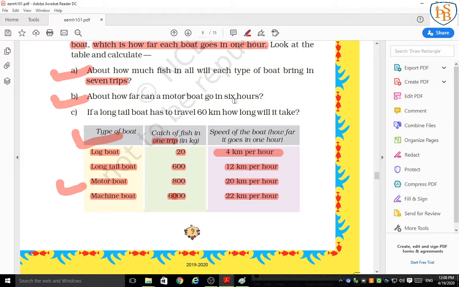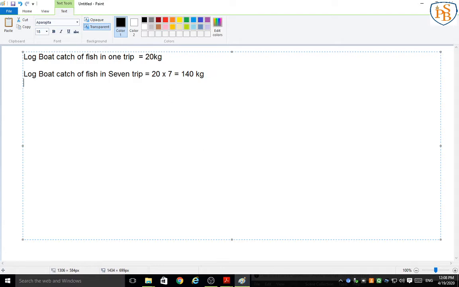So how can you find out about 6 hours? Yes, you just have to simply multiply. Like that I will solve question number B. Within 1 hour, the motor boat travels 20 km distance.